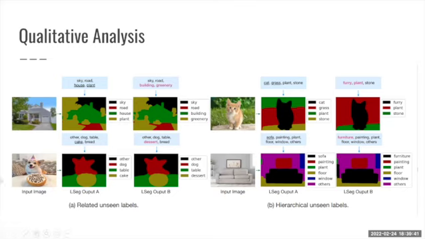Now for the second row, images with related unseen labels, you can observe a similar effect, where language segmentation successfully segments the image and correctly assigns the labels. Here we change the cake label to dessert.